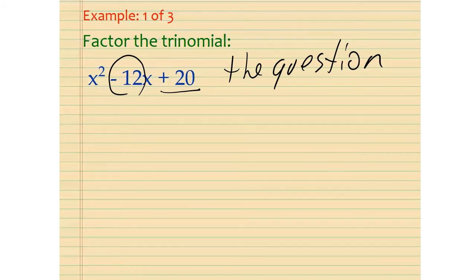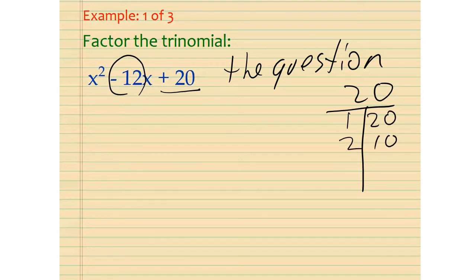Well, if an answer doesn't come to you right away, you can make a table. A table of factors that multiply to get 20. And I always start with 1, 1 and 20, 2 and 10, 4 and 5, and that's it. It's got to be one of those pairs. All right, so here's the question again. What two numbers multiply to get 20 and add to get negative 12?